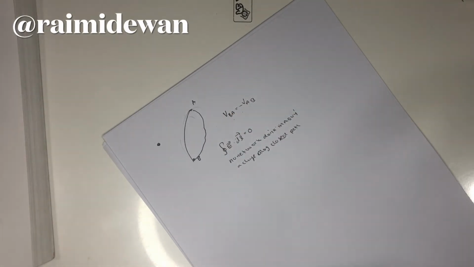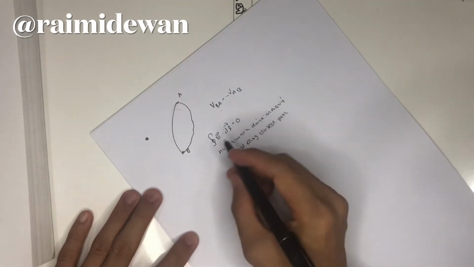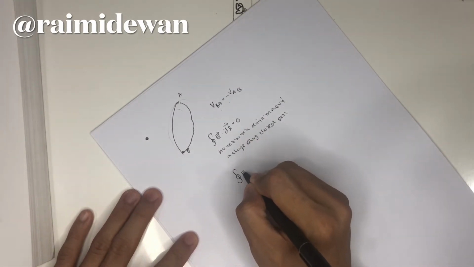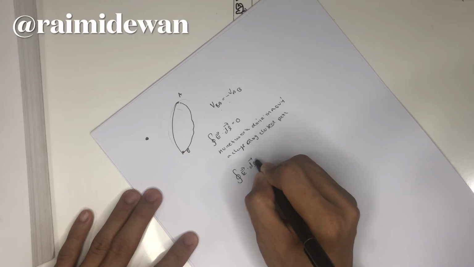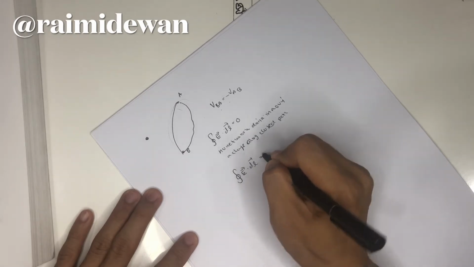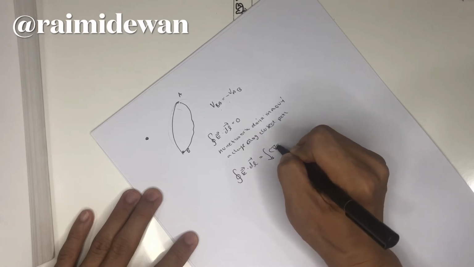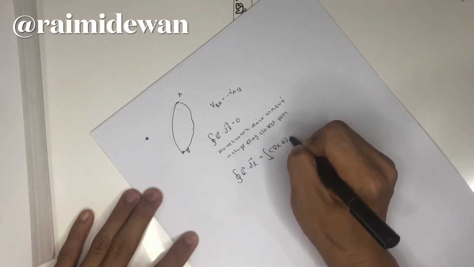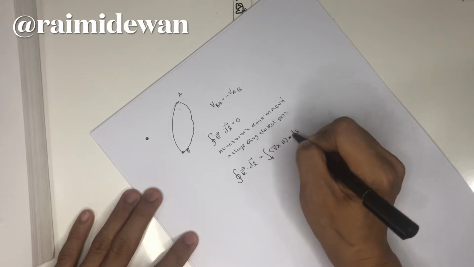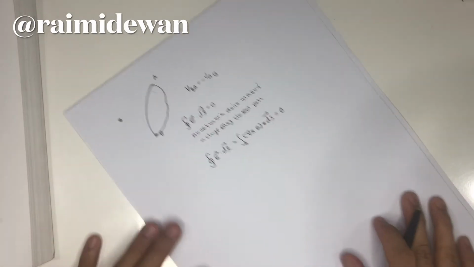And then we apply Stokes' theorem. Here, for example, over this surface, the curl of E dot dS will also result in 0.